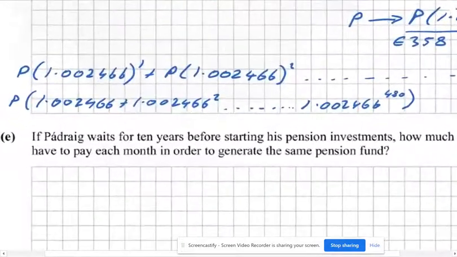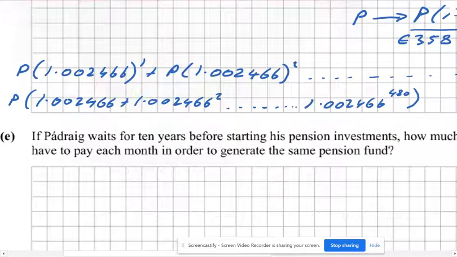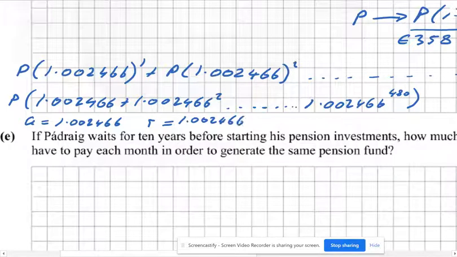And yet again, we have a geometric series. So A, the first term, is 1.002466. The common ratio is also the same number, 1.002466, because if you multiply the first number by R, you get the second number and so on. And the number of terms, let's just number these to be sure. There's one term there, there's the second term, so there's the 480th term because the powers match. So n is 480.